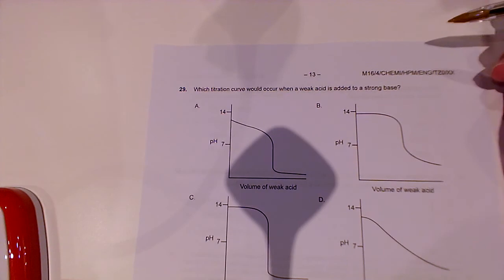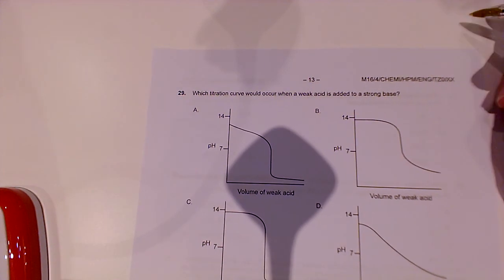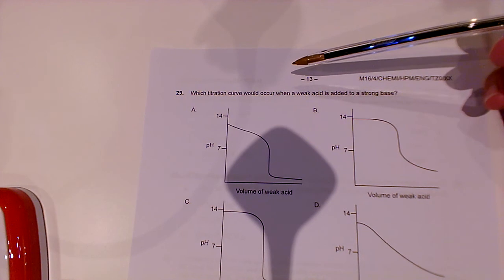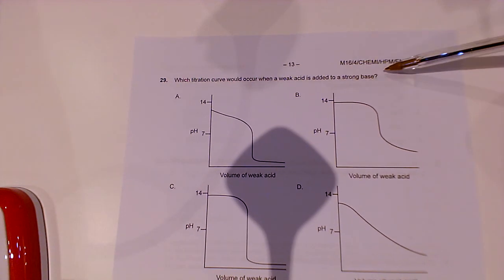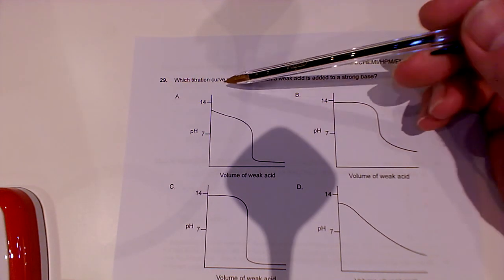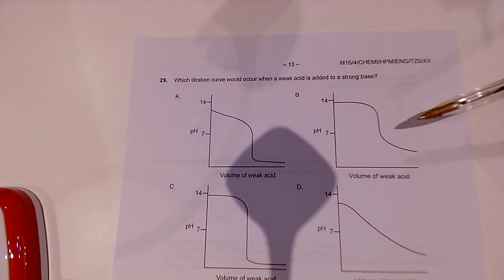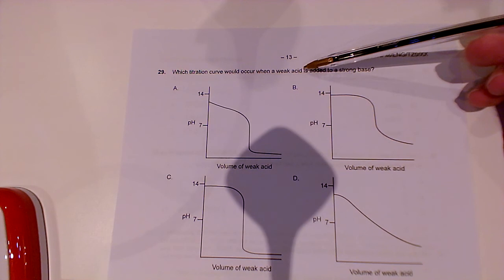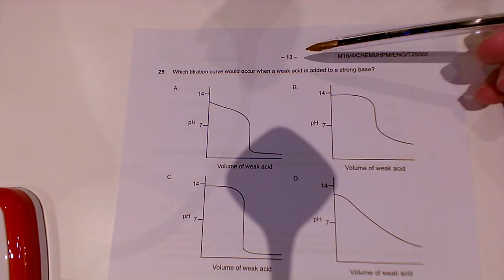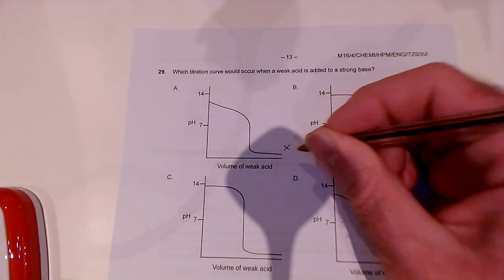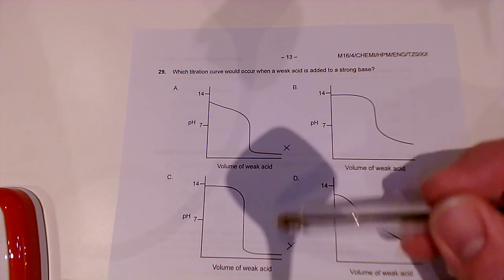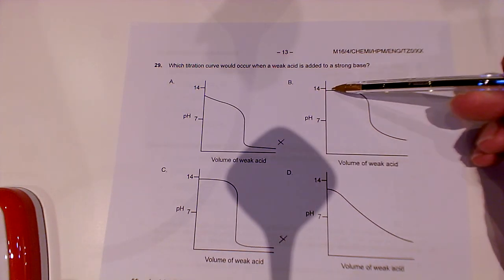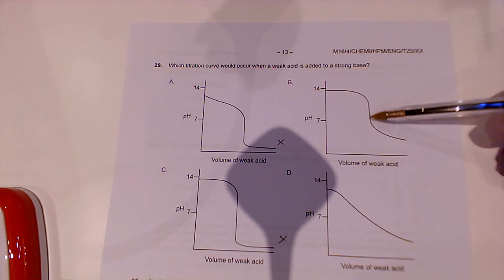Okay, 29, titration curves. Again, I've never had to really teach it, so I've been getting my head around it more recently, but let's have a bit of a go. So which titration curve would occur when a weak acid is added to a strong base? We're adding to a strong base, so obviously we start at a high pH value, and then we are only adding a weak acid, so we're not going to end up with a particularly low pH. So I'm going to rule these out automatically, because a weak acid will not take the pH down that far. And then we want a nice reasonable-sized equivalence point in there.